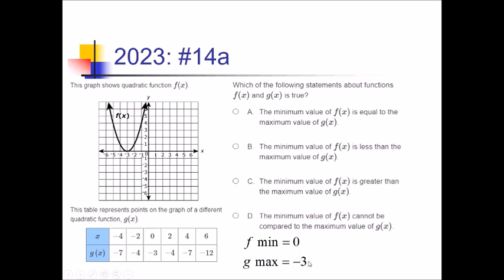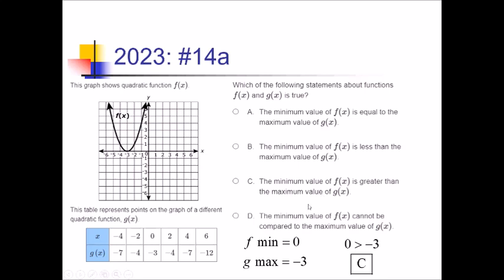Comparing these, we see that 0, the f min, is greater than -3, the g max. So we have to look for the answer choice that says that. Let's see, choice A, minimum of f is equal, nope. Choice B, minimum value of f is less than max of g. That's also the exact opposite of what happened here. And then choice C, minimum of f is greater than max of g. That is what we're looking for, choice C. Just looking at D to be on the safe side, they're saying here the minimum and maximum can't be compared. They actually can, because we can tell for certain what the min and max are for both of these.